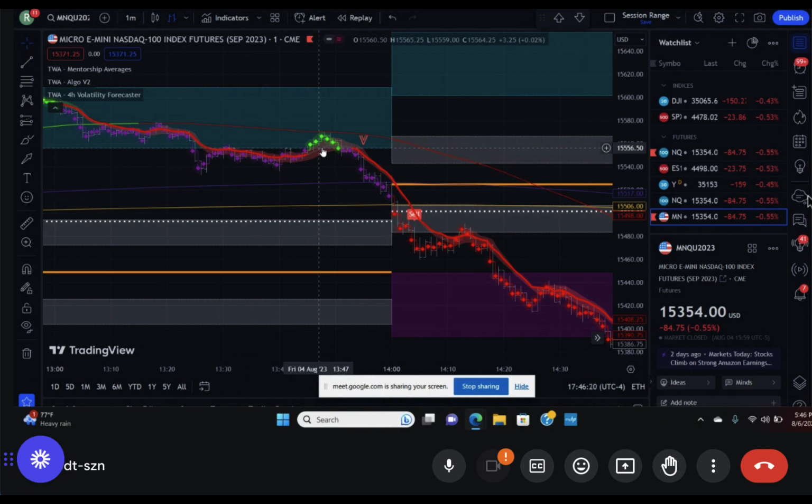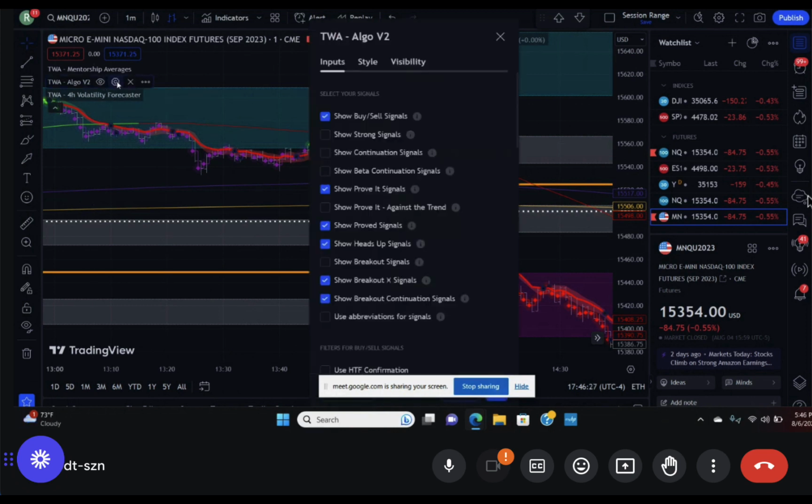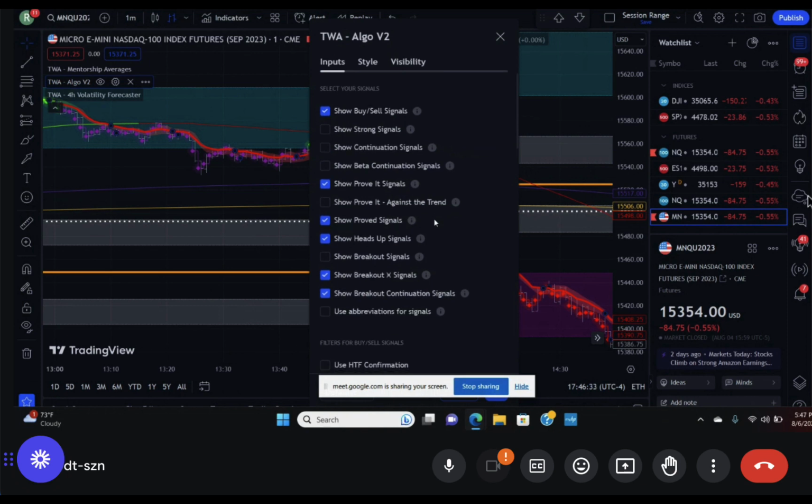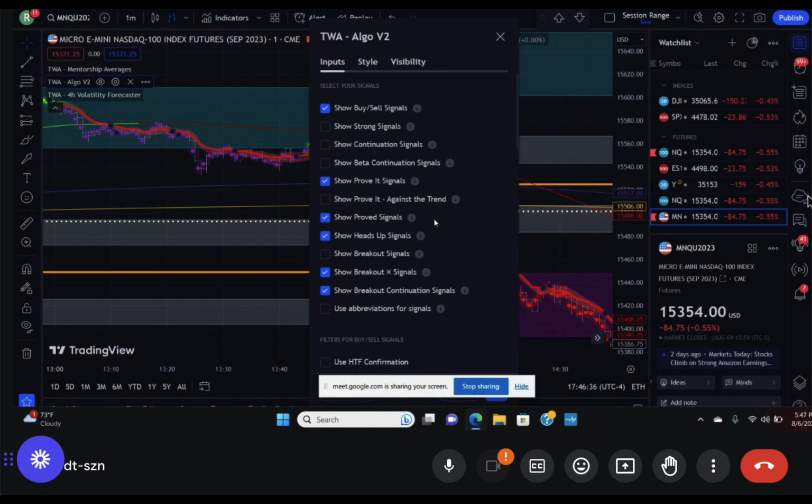Now, for the last part of this, let's go back into the V2 and look at the signals. And you don't have to use all the signals. I think the first thing that everybody has to understand is that you got to start off with one, which is the prove it signals. Prove it's are the earliest signals possible. And our job will be showing whether the prove it's are valid or invalid. They will be very, very early signals, so you'll be able to do that.